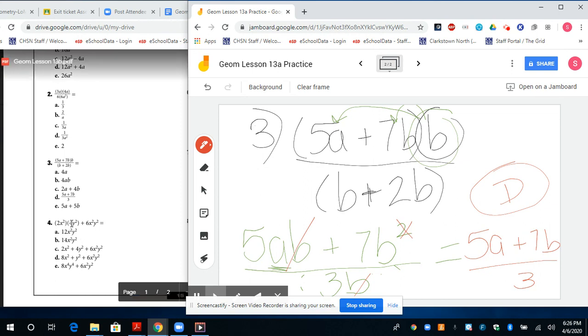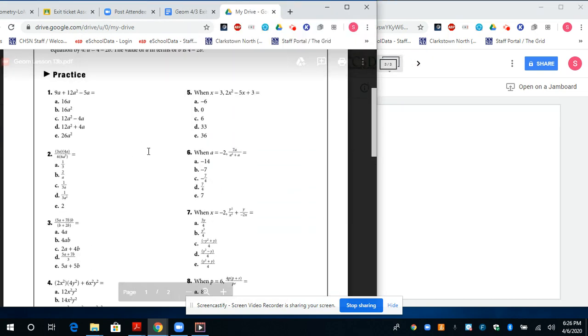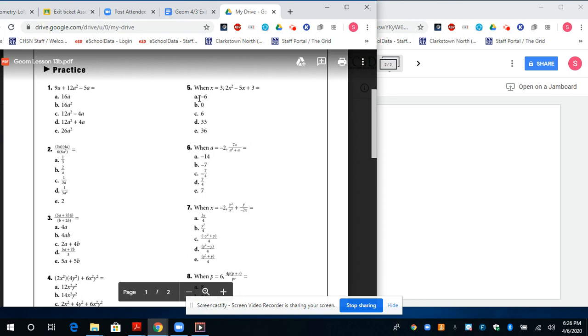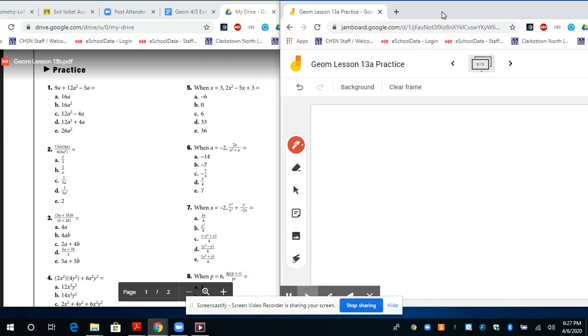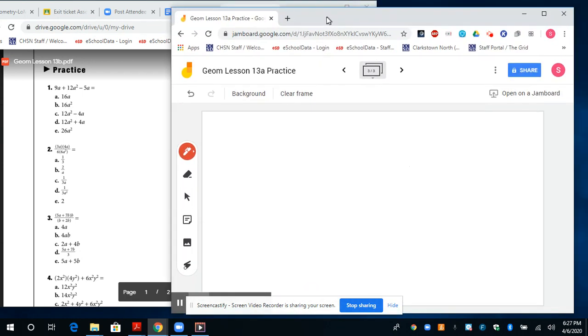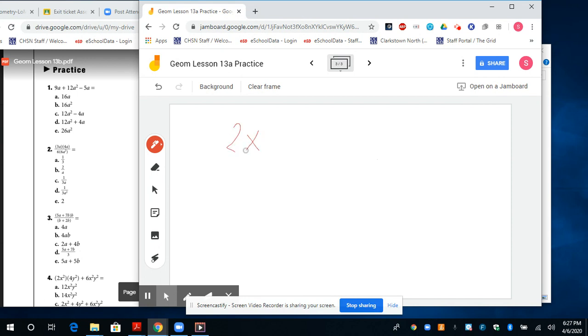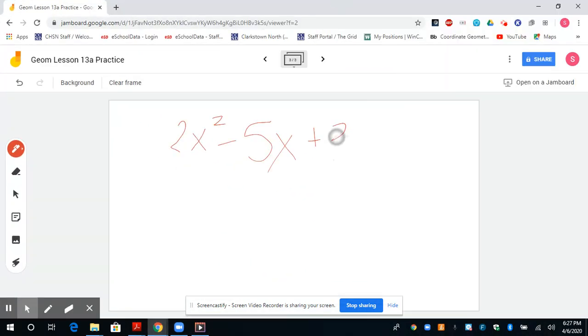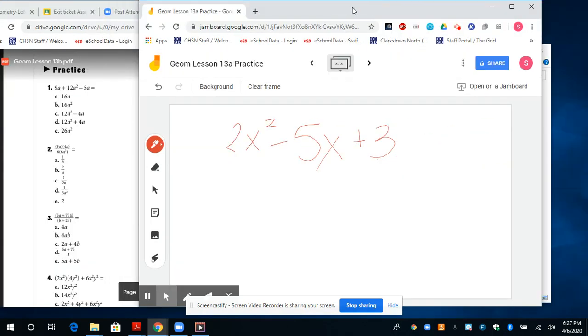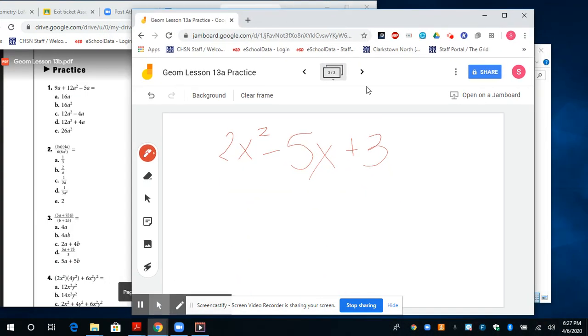Okay, number 4 is multiplication. You can multiply things that aren't like terms, so that was in your notes that you should take notes on. Number 5, we're starting to substitute into an expression. So number 5 is when x is 3, what is this equal to? So we have 2x squared minus 5x. I think it says plus 3. Yep. And then it's when x equals 3.